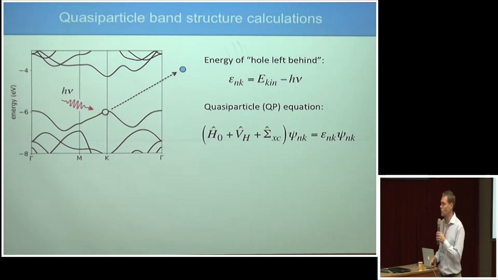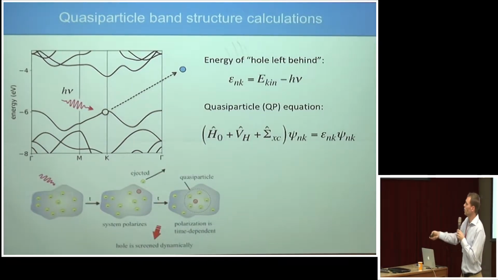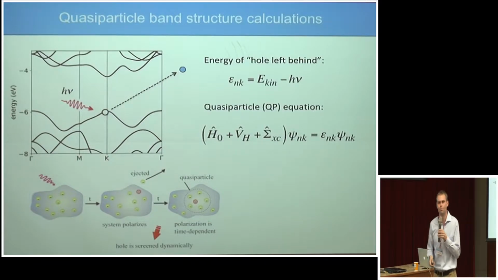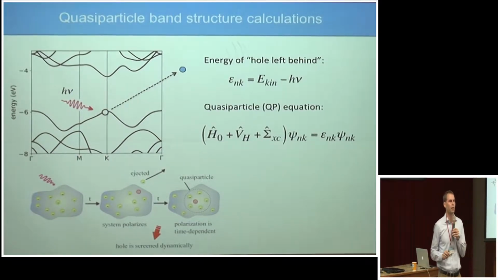So if this is a bulk material, then we can imagine a photon comes in, shoots out an electron, and now we have a hole, right? And that hole, after some femtoseconds, will be screened by the electrons in the system, and this will form the quasi-particle. So the energy of the quasi-particle is what matters.